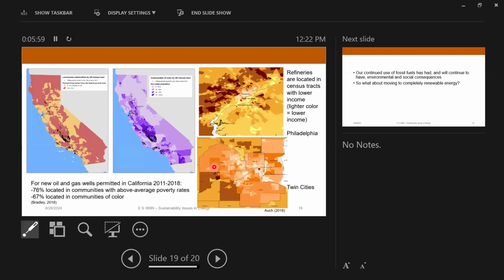And then this slide looks again at the relationship between fossil fuel production, fossil fuel infrastructure, and poverty. On the right here, we're looking at Philadelphia and then the Minneapolis-St. Paul region in Minnesota. You can see that in both cases, there are a couple of oil refineries located in or close to lower income parts of the city. This is a pattern you see around the country and around the world. It also happens in California in terms of oil well permitting.